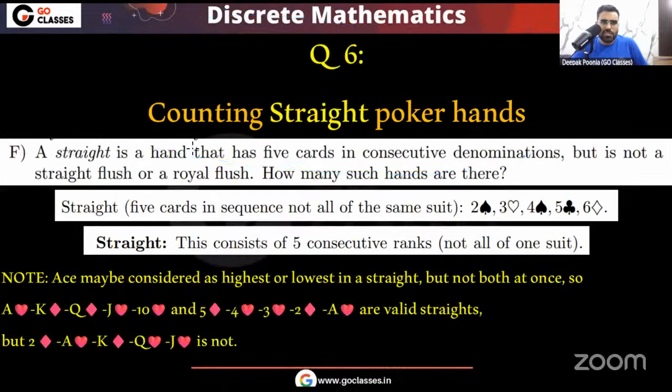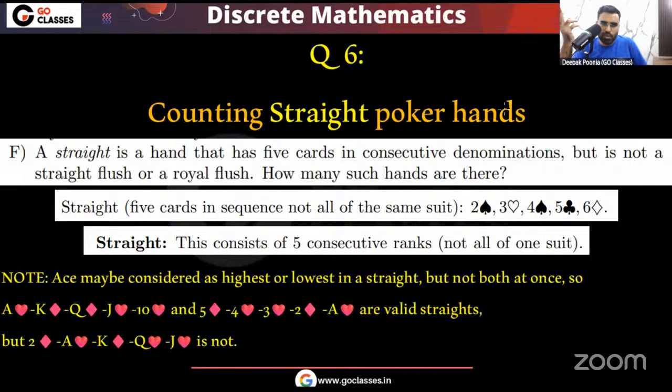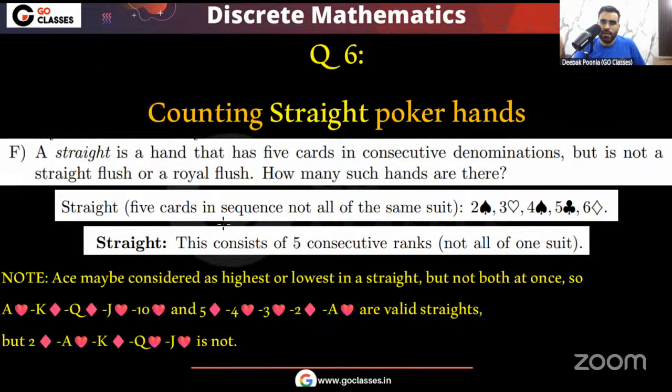Let's solve question number 6, counting the straight poker hands. Remember, in the previous questions we saw what a straight flush is. Straight flush is different, straight is different. Here the definition of a straight poker hand is given to you. Read the definition carefully, understand it, and then solve the question. In the previous questions we saw what a straight flush is and the number of straight flushes, but that is different.